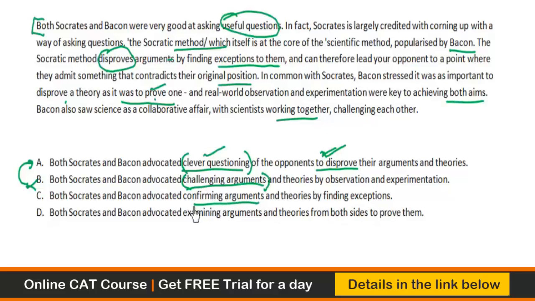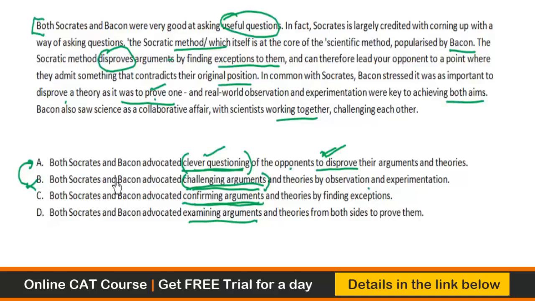Now, are they confirming arguments? Are they challenging arguments? Or are they examining arguments? We must try to understand all these. So, option A says clever questioning of the opponents. Option B says challenging arguments and theories by observation and experimentation. But where are the opponents? If you look at all these statements, they all have something or the other missing in them.